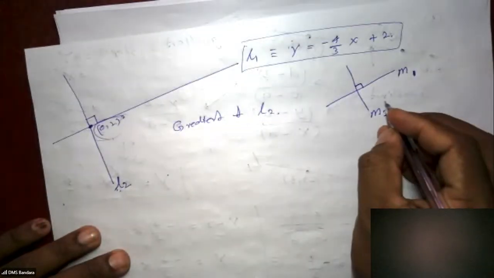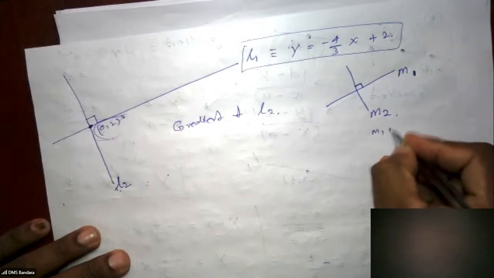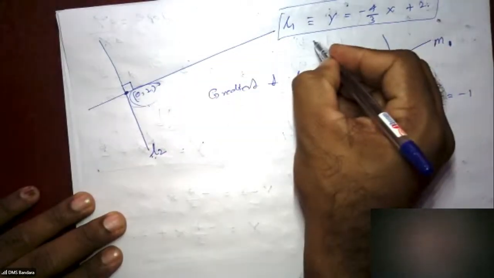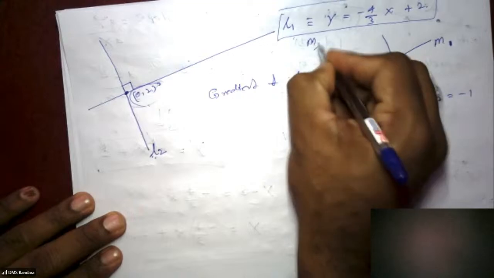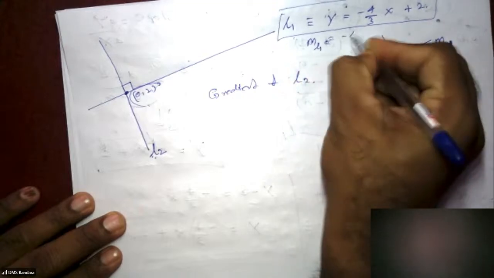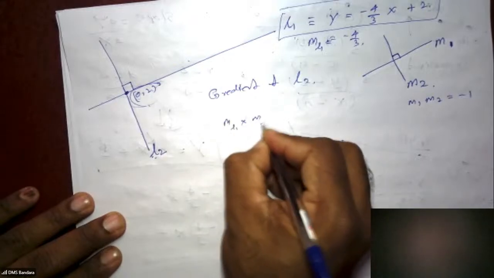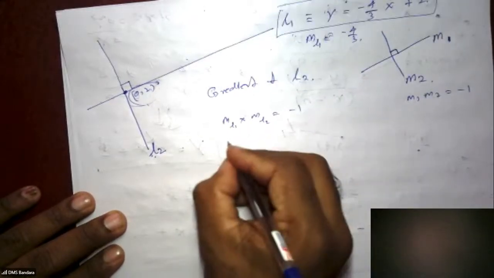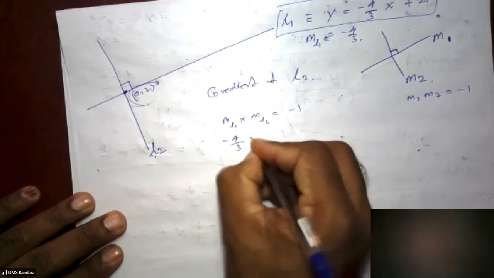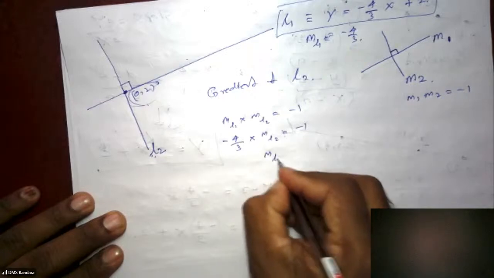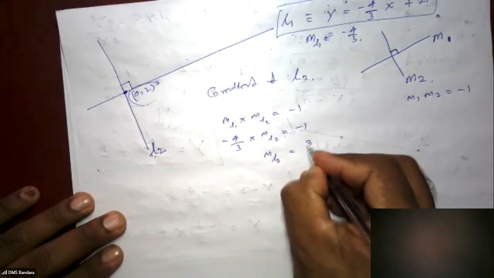So if two lines are perpendicular, the multiplication of the gradients equals minus 1. By using this, the gradient of L1, ML1, equals minus 4 over 3. So ML1 times ML2 equals minus 1. ML1 is minus 4 over 3 times ML2 equals minus 1, so the gradient of L2 equals 3 over 4.